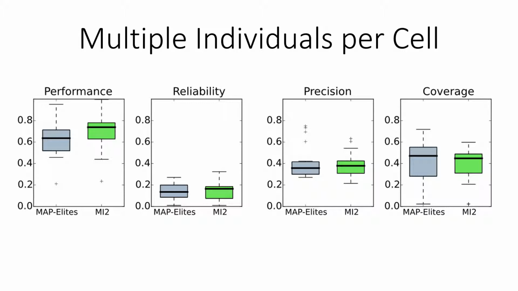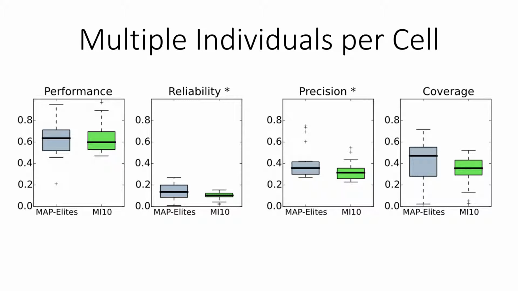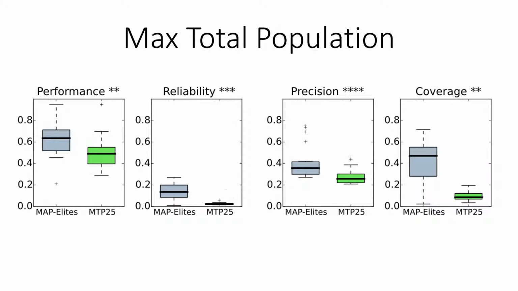As can be seen here, increasing the number of individuals allowed to 10 actually decreases performance relative to the previous treatment, and produces worse results in illumination relative to the base Map-Elites algorithm.